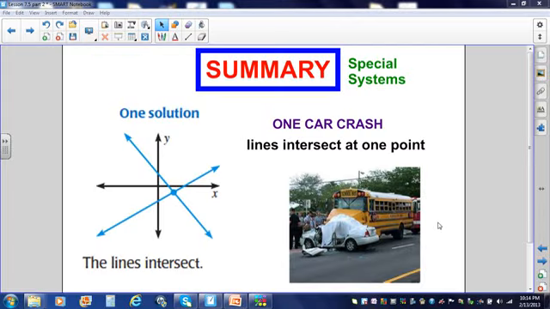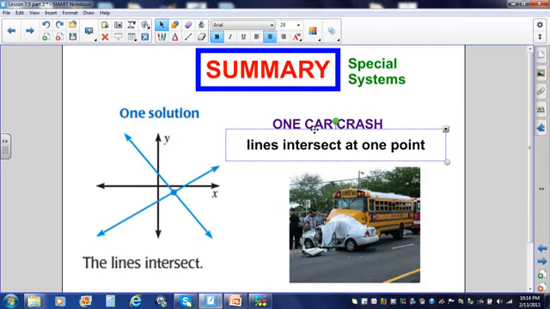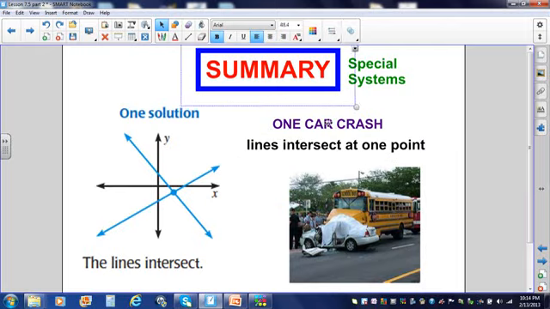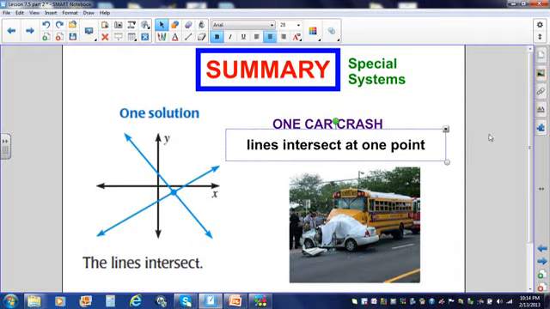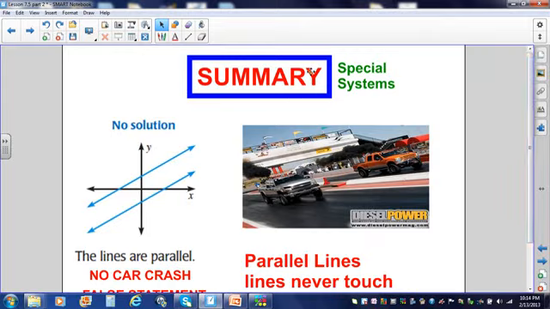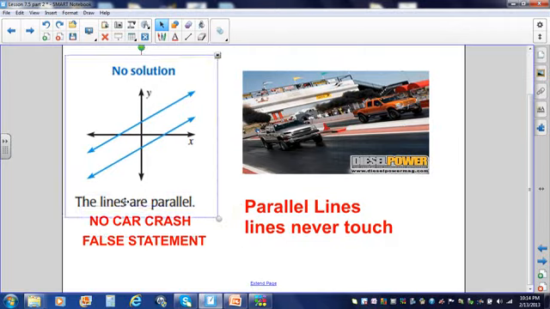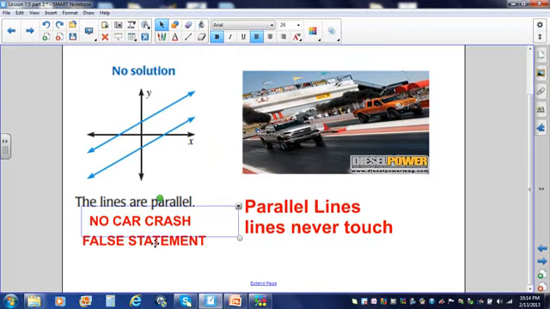All right, let's do a quick summary so we can go watch the Flyers lose. Please write down the summary on your paper. You will have one car crash if the lines intersect at one point. If the lines are parallel, you have no car crash. That's a false statement.